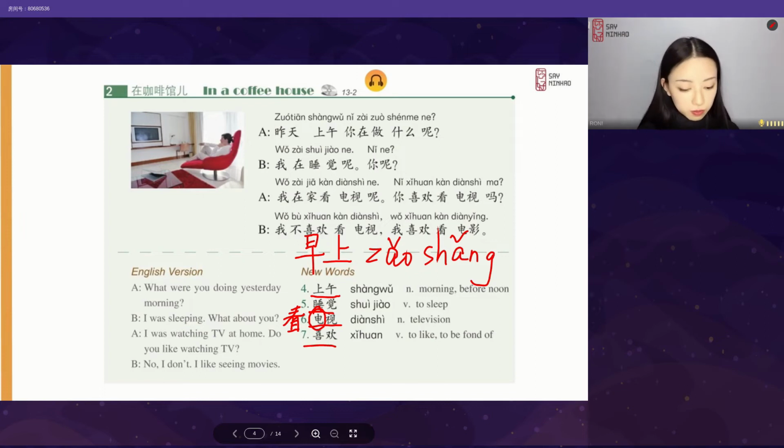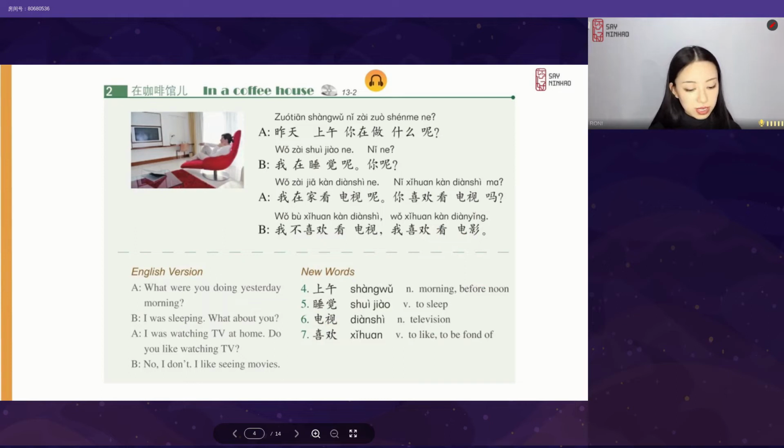Now let's try to say don't like to do something. It might be 不喜欢, right? You just put 不 before 喜欢, then you can get the negative form of 喜欢. 不喜欢, okay? Don't like to drink coffee. It is 不喜欢喝咖啡. Don't like to watch TV, 不喜欢看电视. Okay, 不喜欢看电视.